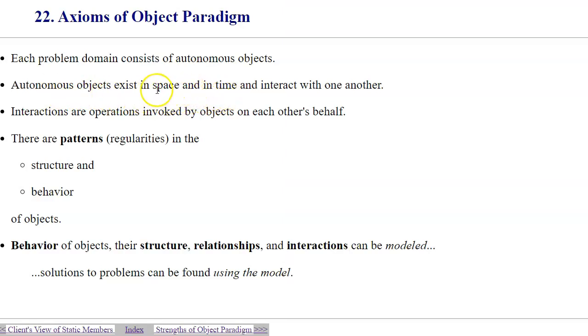In space and in time, of course, space is some sort of memory allocation, but timely characteristics of the object life cycle are also important because we need to recognize the idea that before objects can be used, they have to be created. And when you have various data types, you have to figure out in what order specifically you will create your objects. That could actually be a challenging task and part of the problem solution. Interactions are operations invoked by objects on each other's behalf.